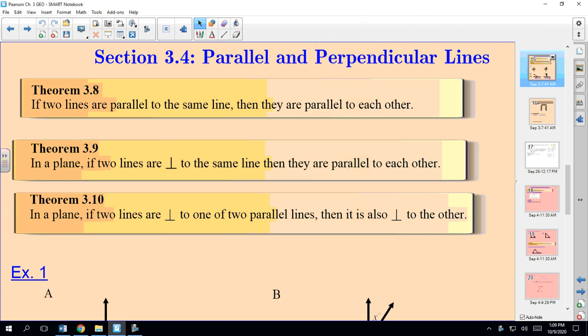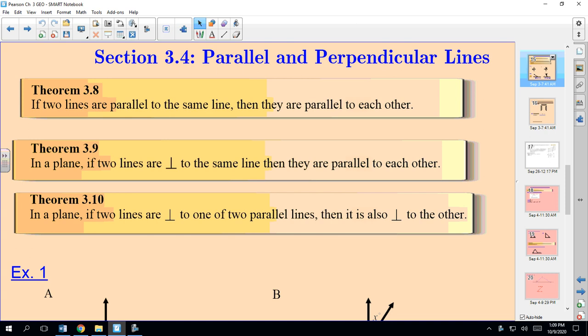All right, guys, this is section 3.4, parallel and perpendicular lines. So there are three theorems that they introduced to us here. I'm going to show you how you would use them to do some algebra type problems, and then also how to use them to do some proofs. The first two proofs that I assign in the textbook, I'm going to do with you as part of your notes. So when we get to that part, I'll let you know.